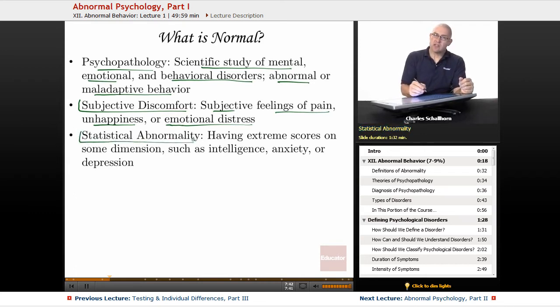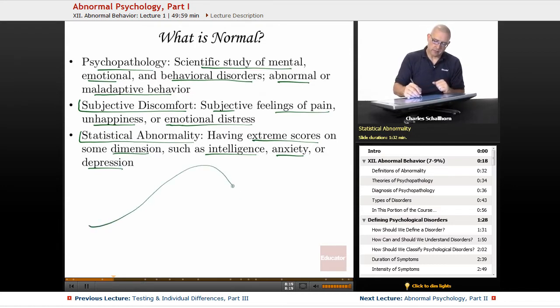Then there is statistical abnormality. An example would be having extreme scores on some dimension. Maybe you are way out there on extroversion. Maybe you're uber intelligent, with an IQ of 145, and so you're out there on the extreme. So you're statistically abnormal. Maybe you have high levels of anxiety or high levels of depression, and that puts you out there on the statistical abnormality. You're outside the realm of the normal curve.